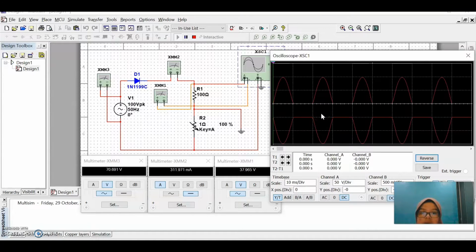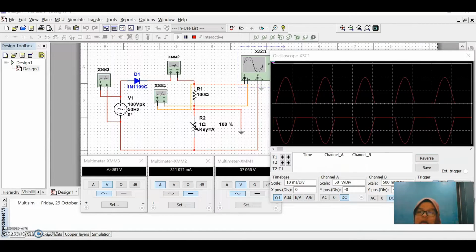Based on the waveform, the output amplitude is 100. As we set the scale for channel A at 50 volt per division, without considering losses on the diode, we know the value for maximum voltage is 100 volt. So that's it for activity 1.